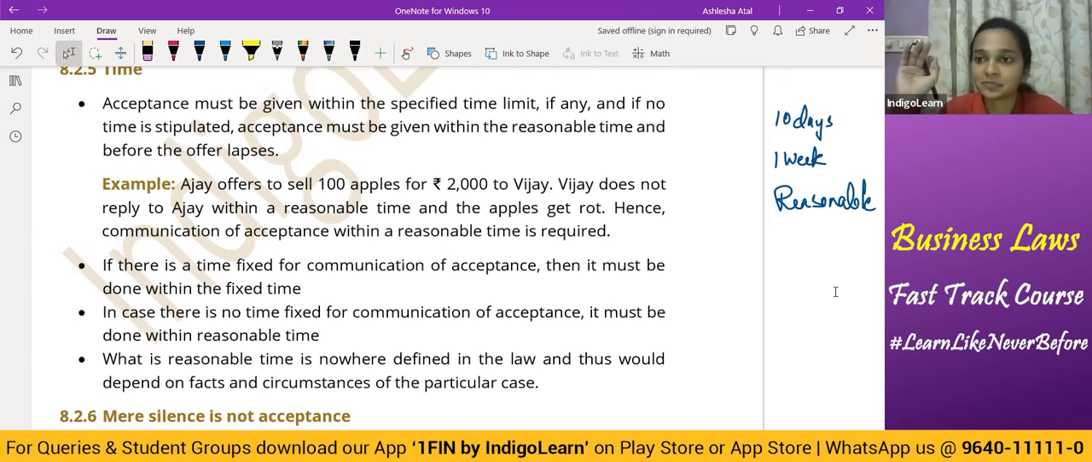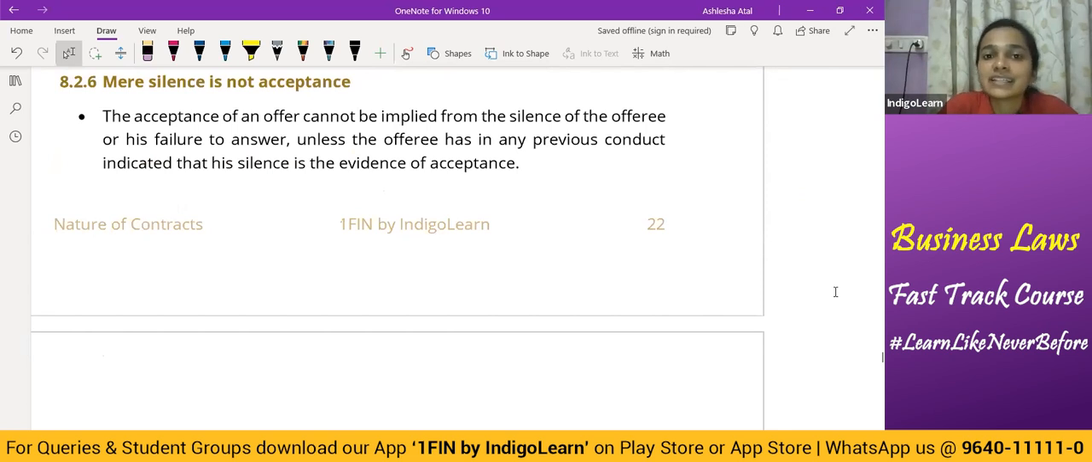And now comes the most important point, and that is mere silence does not amount to acceptance. If someone is quiet, you've made an offer to someone and that other person remains quiet, you cannot assume that other person's silence as acceptance.